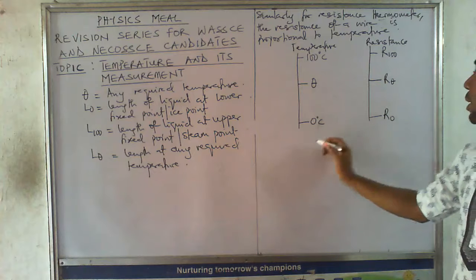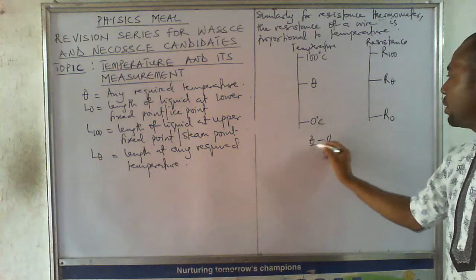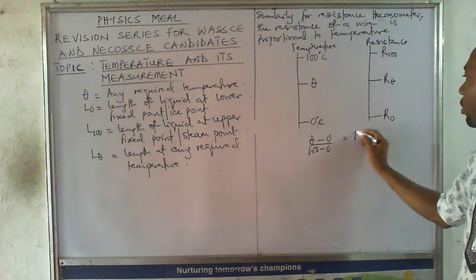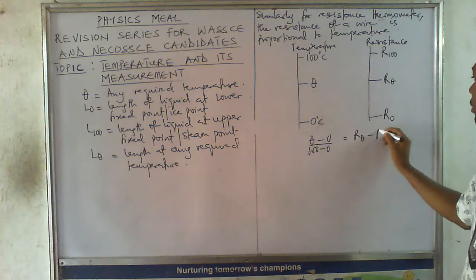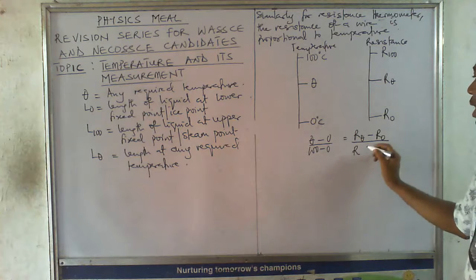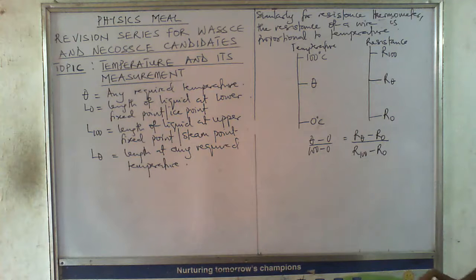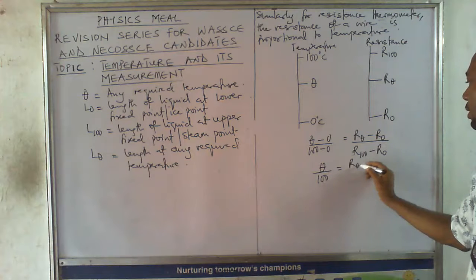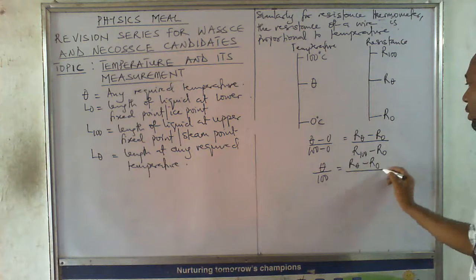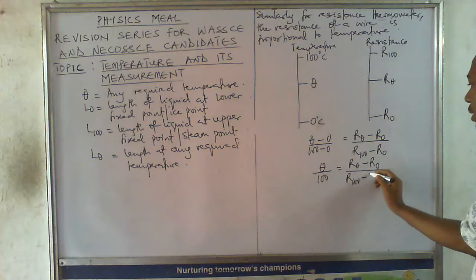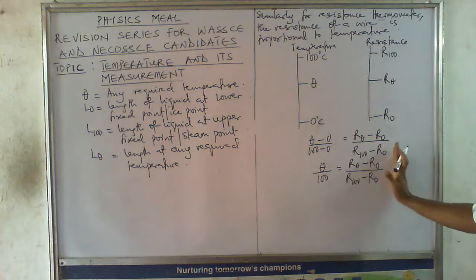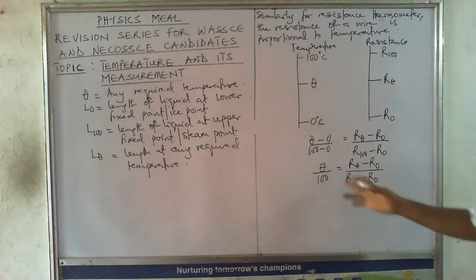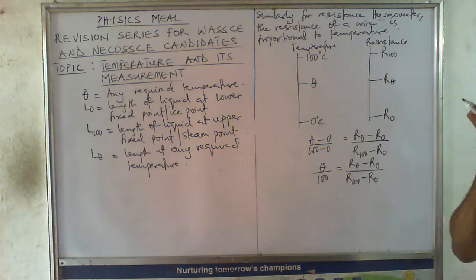We're going to now have a similar thing: theta minus 0 over 100 minus 0 is equal to R theta minus R0 all upon R100 minus R naught. So this will give us theta over 100 equals R theta minus R naught, all upon R100 minus R naught. Now this is the expression when we want to calculate any required temperature for a resistance thermometer.